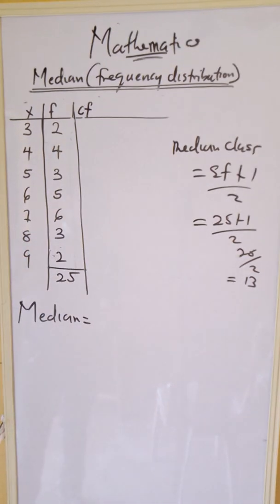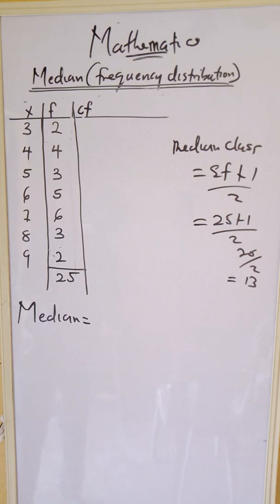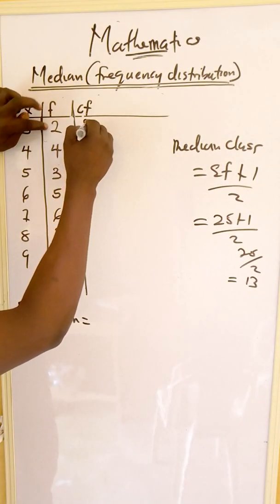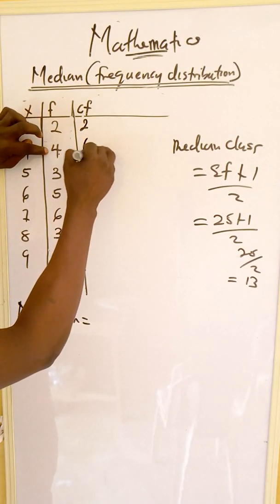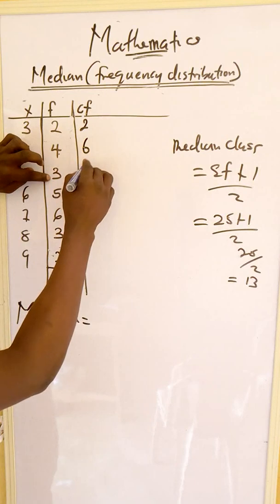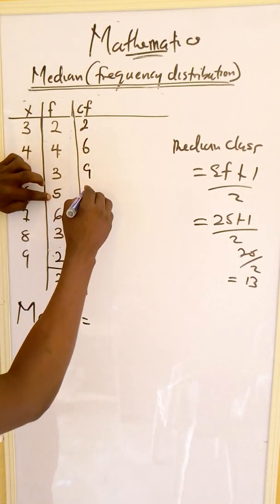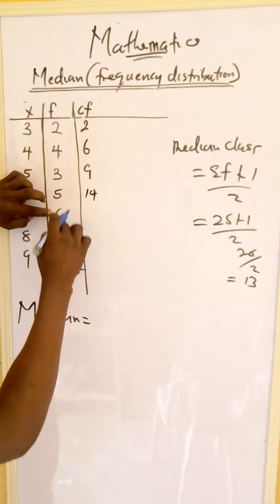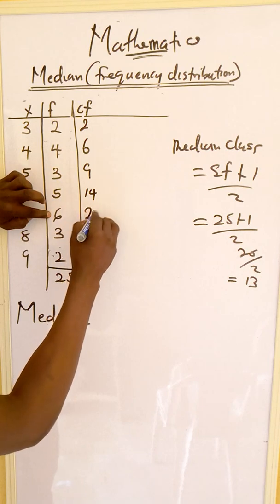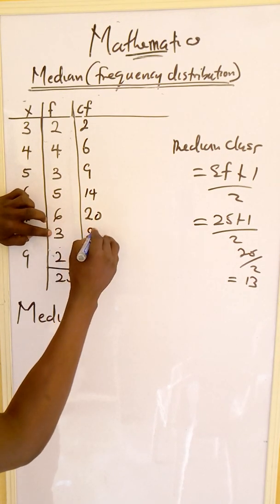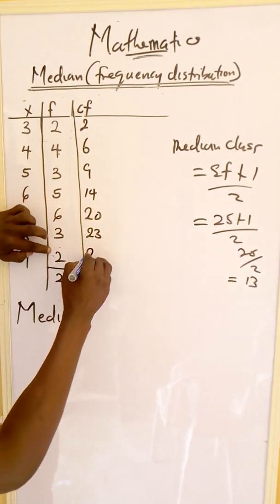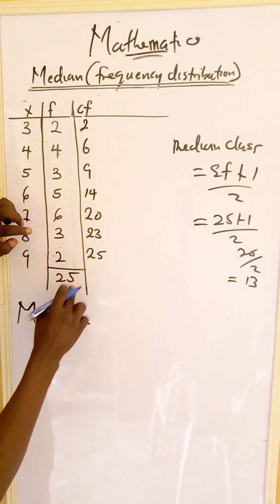So we now come back to this and do what we call CF. CF is our cumulative frequency. And how do we do our cumulative frequency? We start by saying 0 plus 2, 2. 2 plus 4, 6. 6 plus 3, 9. 9 plus 5, 14. 14 plus 6, 20. 20 plus 2, 23. 23 plus 2, 25. This and this must be equal.